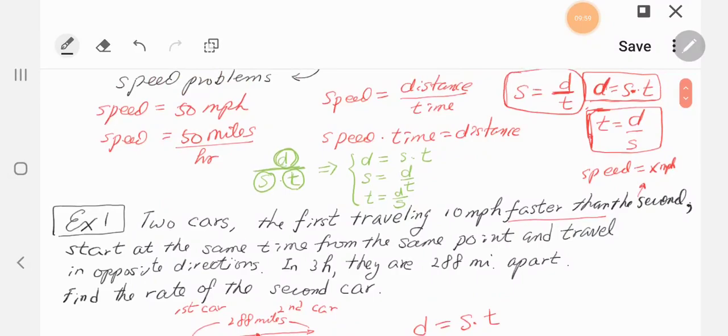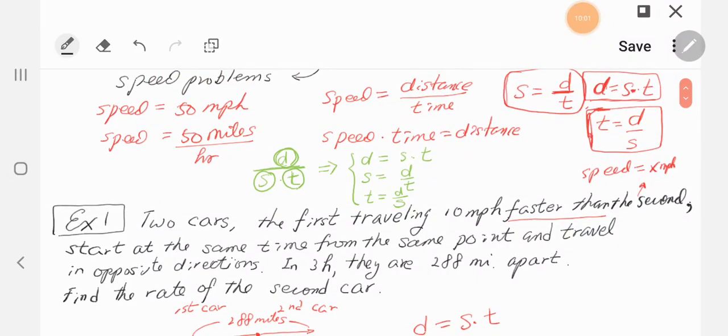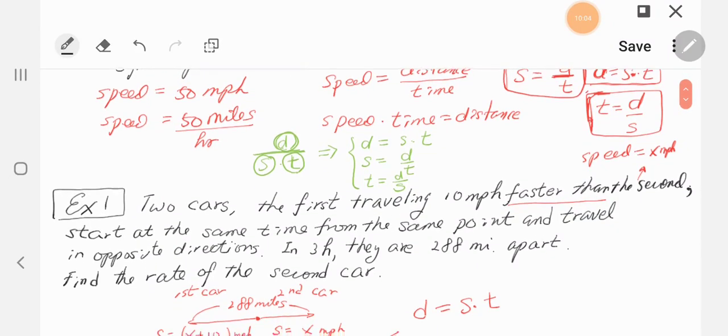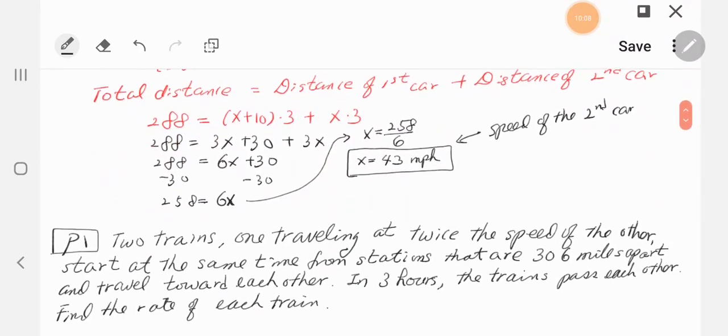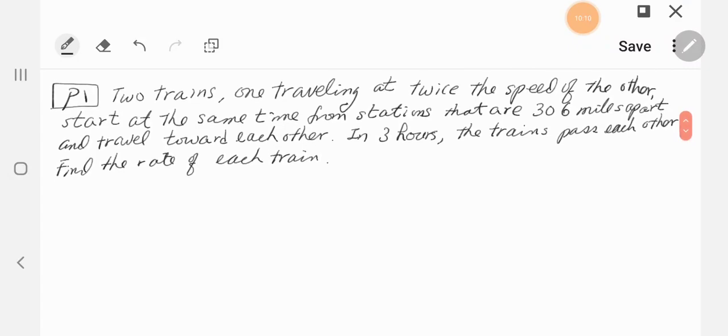So in this case, the best equation that fits this problem is d = s times t. Distance is equal to speed times t. Okay, so using this information, let's do a similar question, problem 1. Please pause and read the question and solve it.